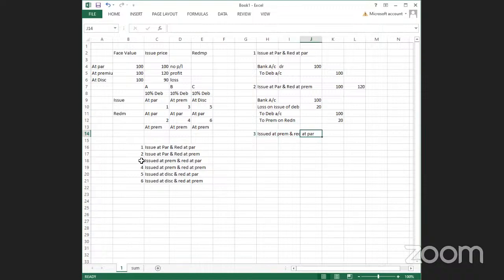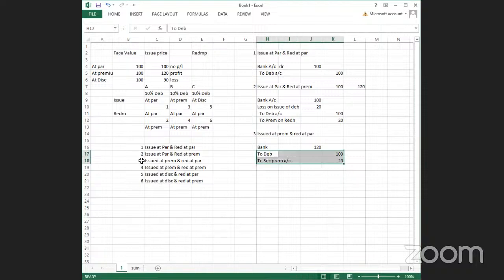So issue at premium and redemption at par. Okay. So while selling this debenture, I have collected more money. Okay. So what is the basic entry? Bank account debit. Okay. To debenture account. This is basic entry, isn't it? Okay. Suppose 100 rupee debentures are there, but I have sold it for 120. I have sold it for 120. So in bank, how much I'll collect? 120, isn't it? Issued at premium means what? I have received 120 in my bank, but my liability is only 100. So that 20 rupees you collected extra is your premium. So we can write to securities premium account. Is this clear, students?